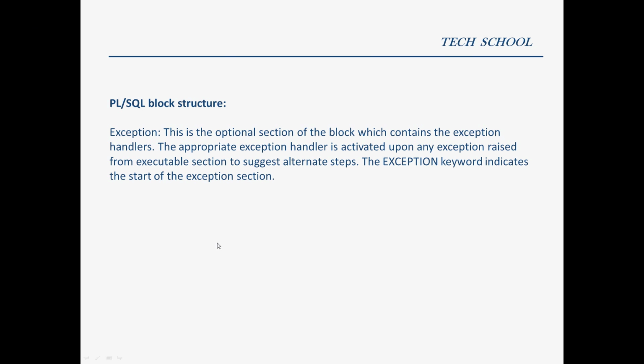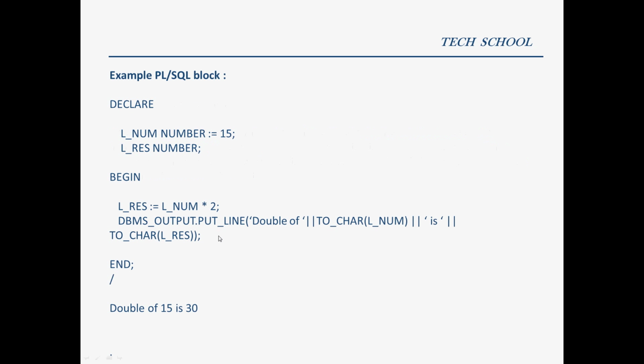So we saw the PL/SQL block structure, the example PL/SQL block code. You can see that there is no header section, so this is an unnamed block, an anonymous block. There is a declare keyword, so that indicates a declaration section.